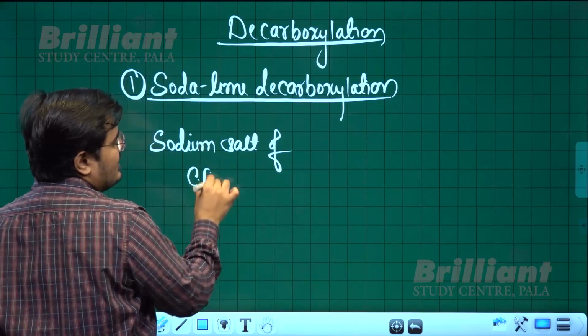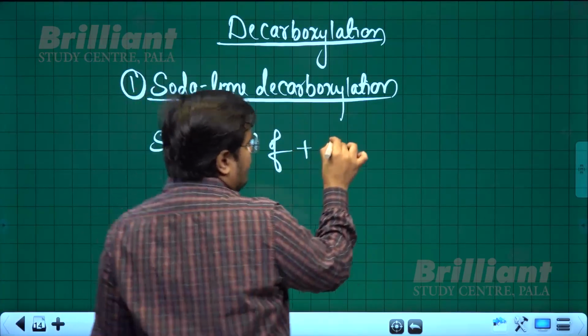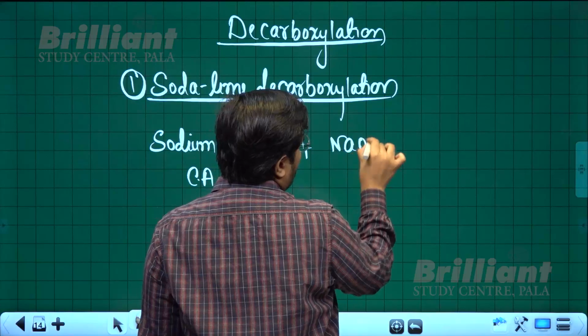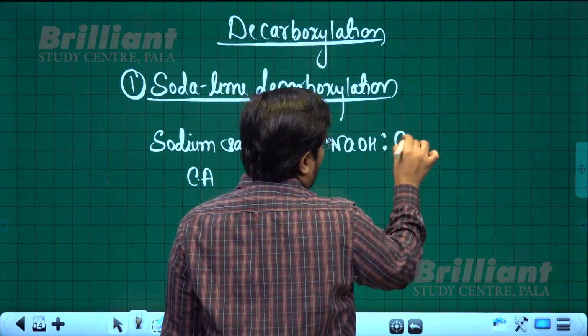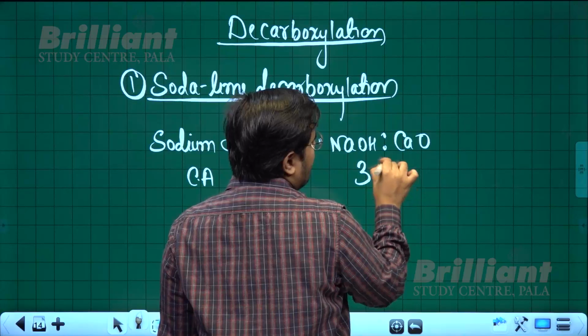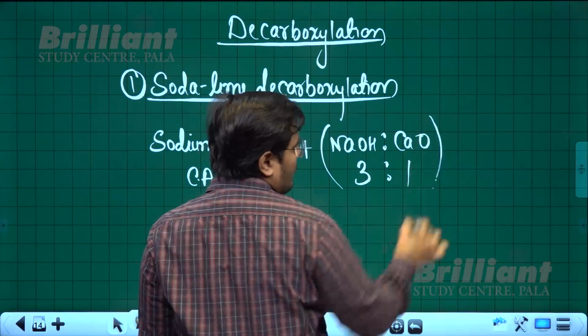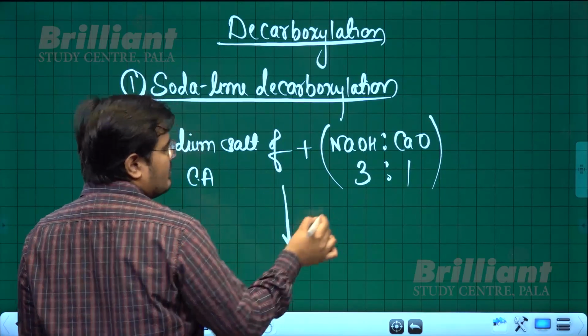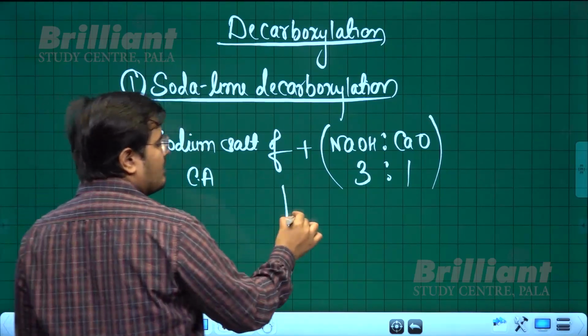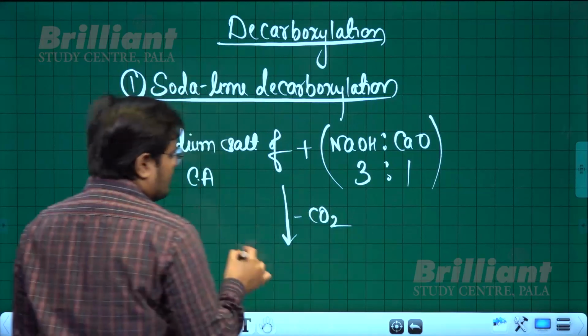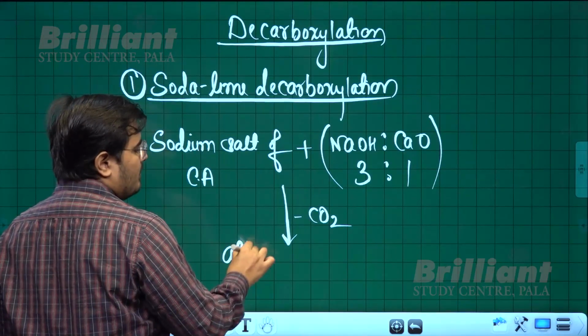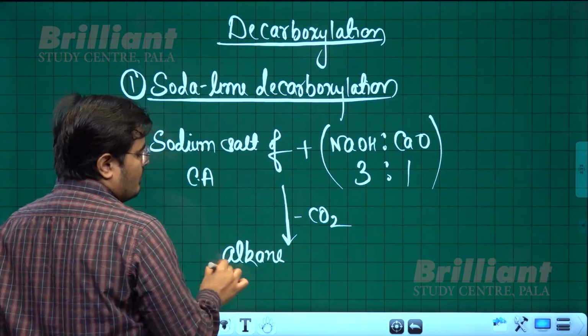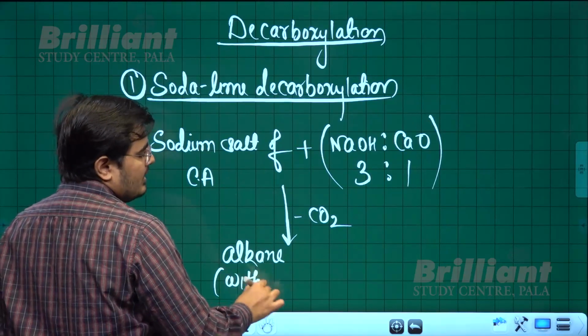of carboxylic acid, and it is treated with a mixture of sodium hydroxide and calcium oxide taken in the ratio 3:1, then it undergoes decarboxylation to form the corresponding alkane with one carbon less.